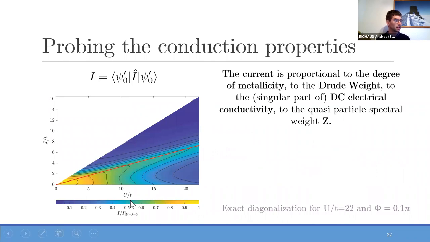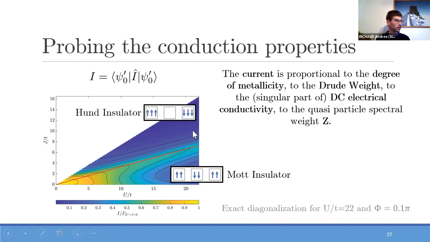On the horizontal axis there is the interaction U, and on the vertical axis there is the Hund's exchange coupling J. And this is the current. This current is proportional to the degree of metallicity of the system, also known as the Drude weight, or the singular part of the DC electrical conductivity, or the quasi-particle spectral weight, Z. Different communities call these objects in different ways. You can see that there are two big blue plateaus. This one is the Mott insulator, high U, small values of J. And this other is the Hund's insulator, with a high value of J. But in between, you see the current along this red line, J over U equal to one third, is where you have persistent metallicity.